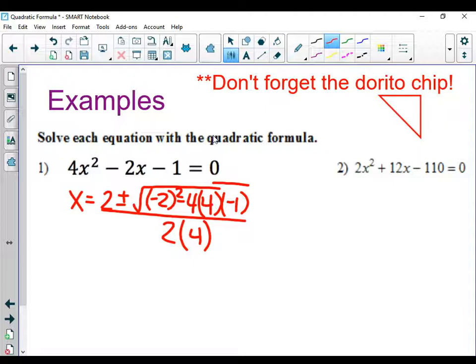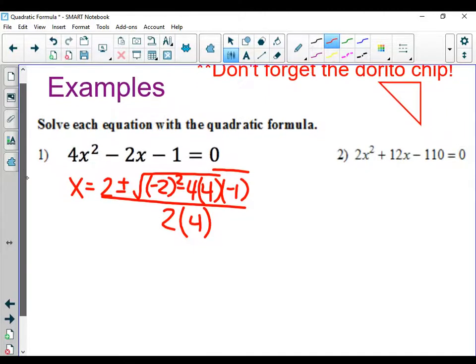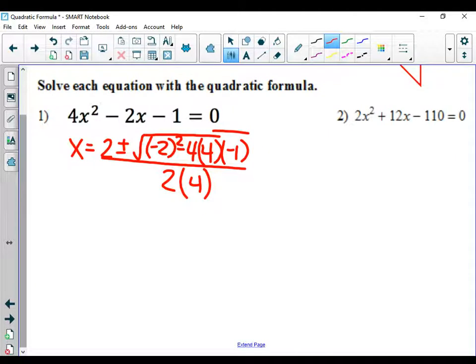Inside the square root, we have negative 2 squared, which gets me 4. Then I get 4 times 4, which is 16. And that negative forces that whole thing to become a positive. If you need to write out the steps for it, go for it. I'm doing a lot of it in my head. Some of y'all are using calculators, some of y'all are doing it in your head as well. So if you're confused about where I'm getting those numbers, that's where. So 4 plus 16 gets me 20.